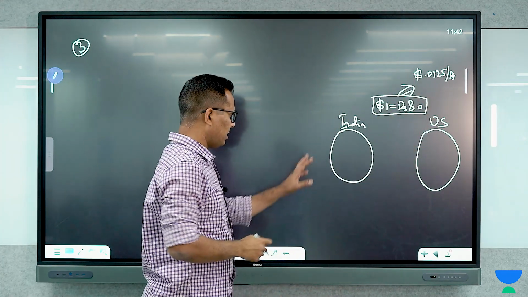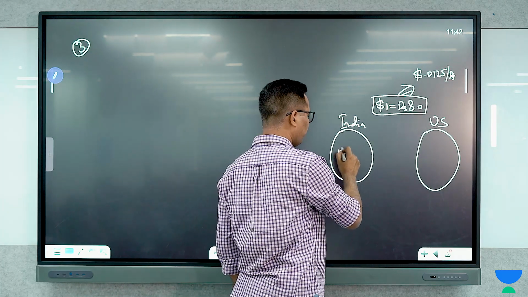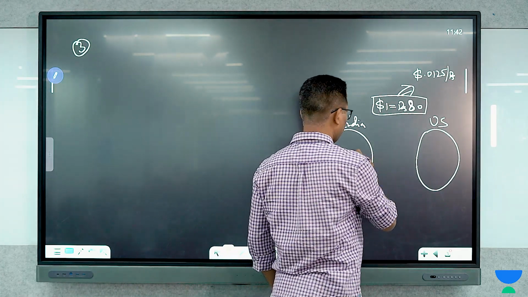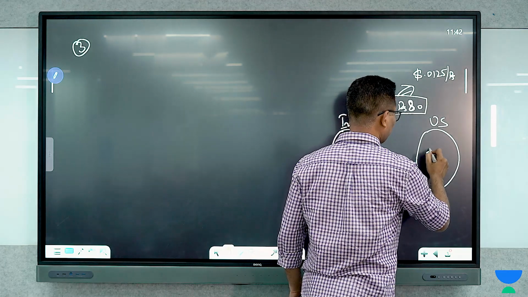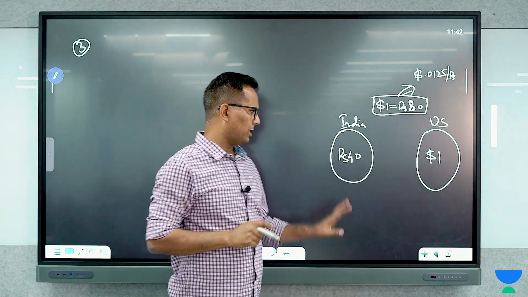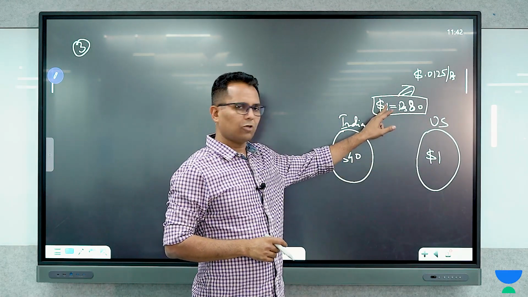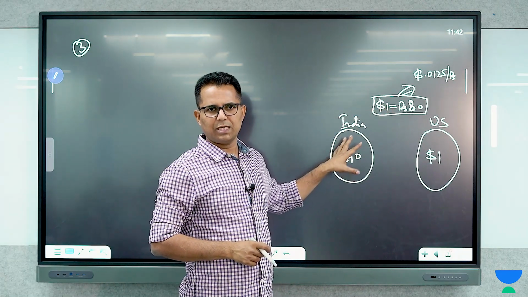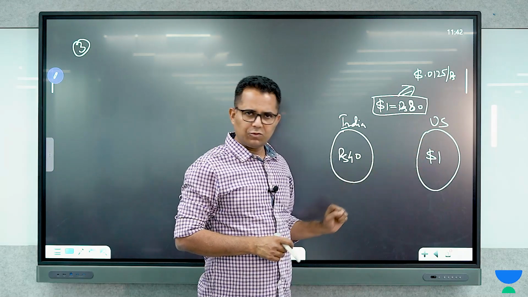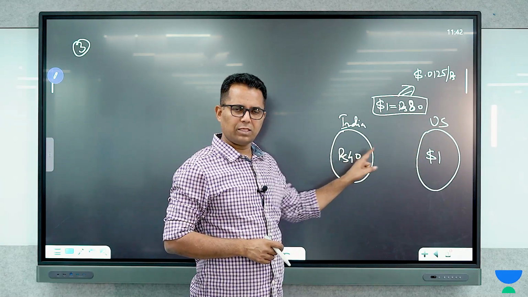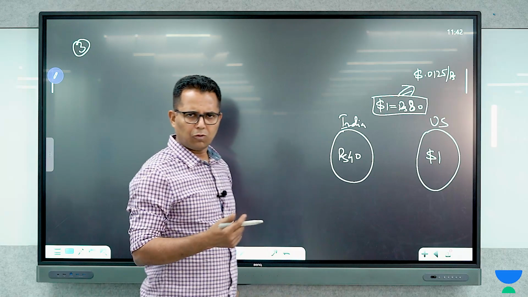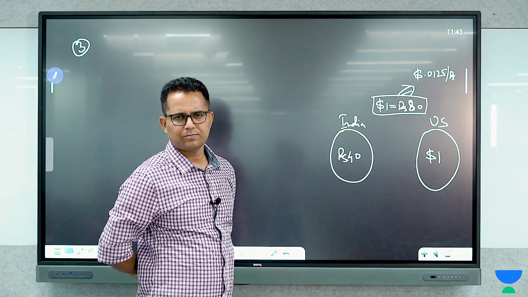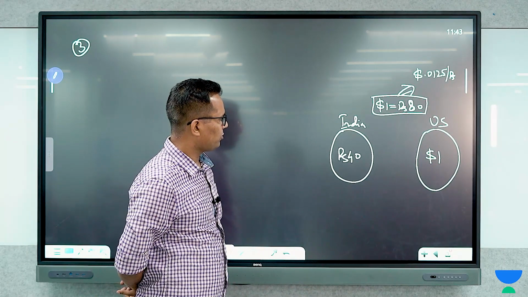Fine. Here the burger price is rupees 40. Here the burger price is $1. Now see, India, US, this is the nominal exchange rate. The same burger is being produced in India, the same burger is being produced in US. Here the price is rupees 40, here the price is $1. Now do you think that trade will happen between India and US or not?